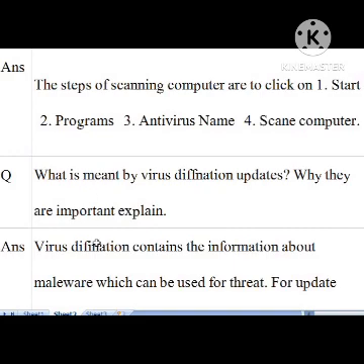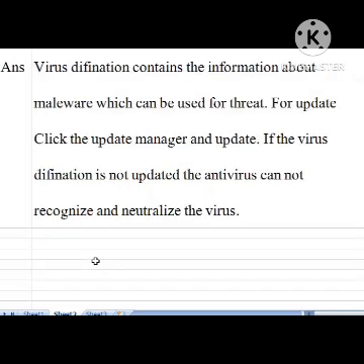What is meant by the virus definition? Why are they important? Explain, computer class 8. Virus definition contains the information about malware which can be used for threat or update. Click the update manager and update. If the virus definition is not updated, the antivirus cannot recognize and neutralize the virus.